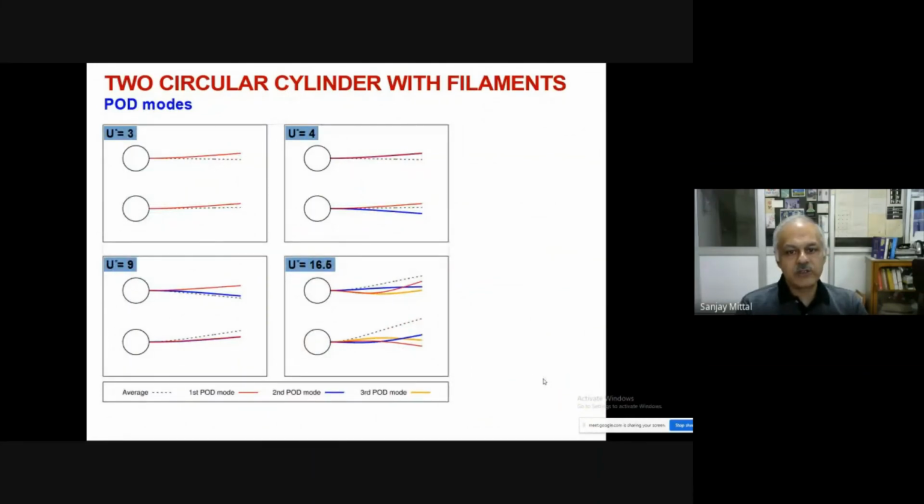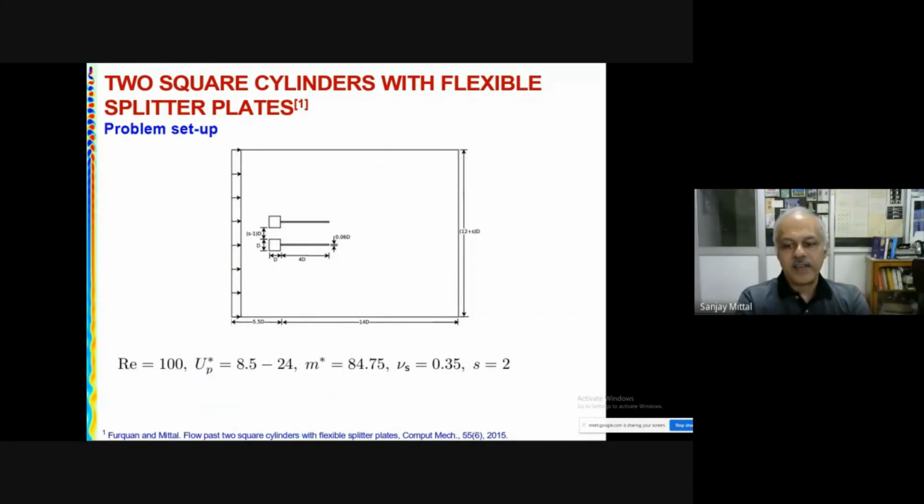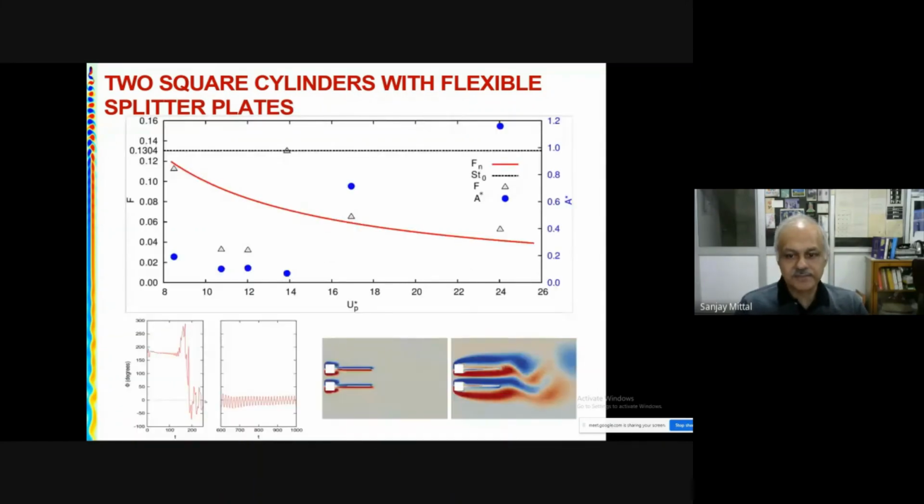So we tried to figure out the POD modes of the filaments, the energy carrying modes, and that analysis was done. Rather, I will show you, instead of circular cylinders, maybe some work that we did a while ago on two square cylinders with splitter plates, and something interesting was found here.